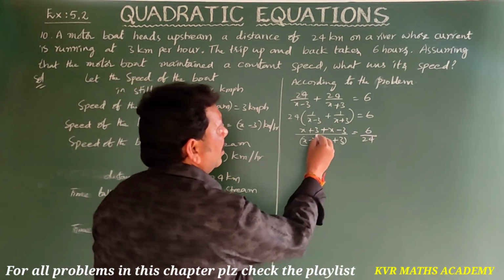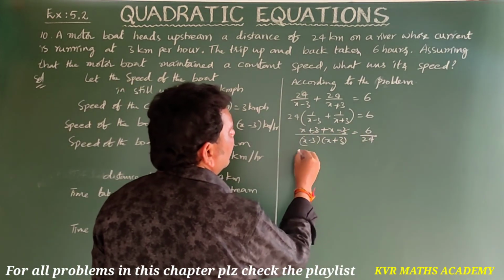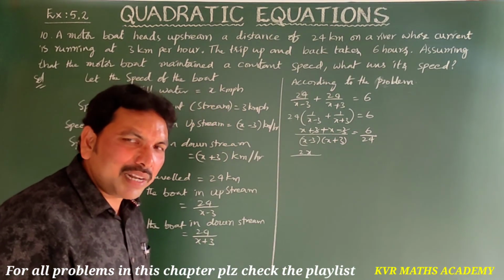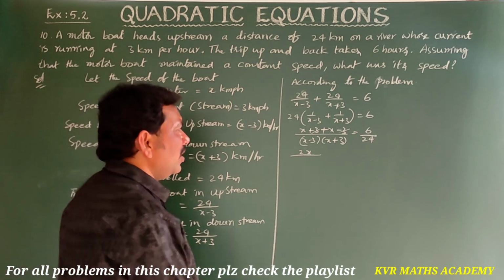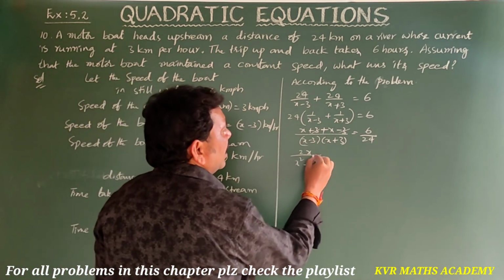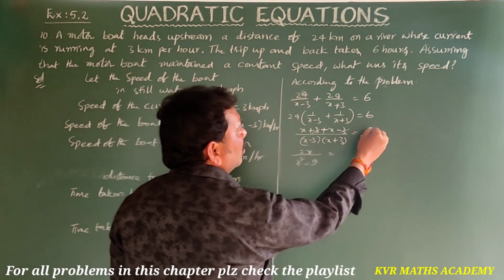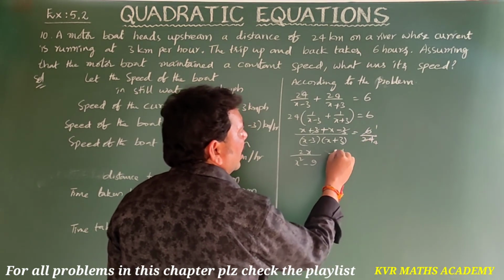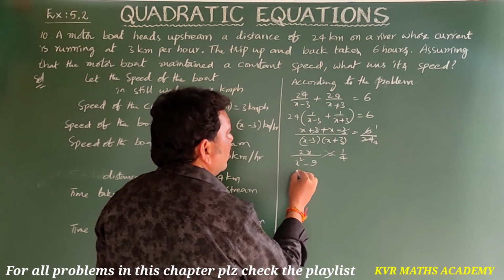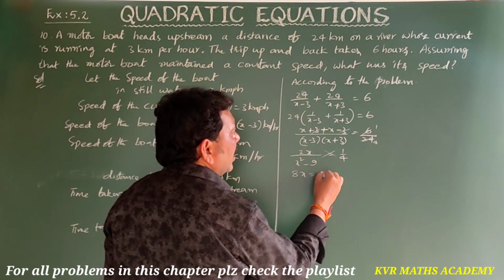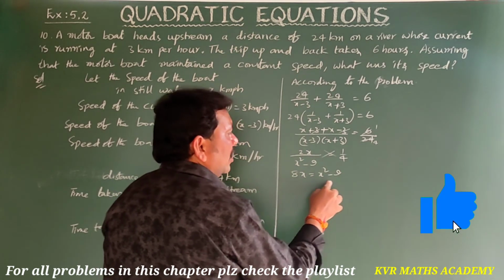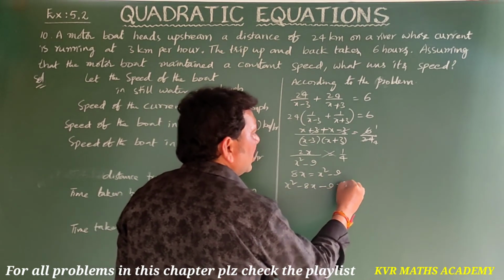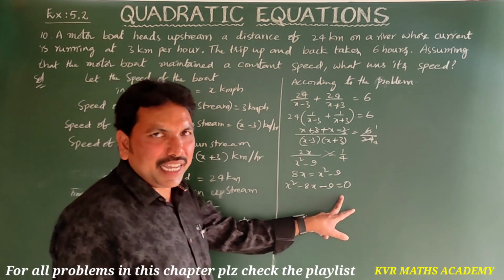Here plus 3 minus 3 get cancelled. x plus x is 2x, by x minus 3 into x plus 3. A plus b into a minus b is a square minus b square, so x square minus 3 square, which is 9, is equal to 6 by 24, which is 1 by 4. Again do cross multiplication. 4 into 2x, 8x is equal to x square minus 9. Transfer this to this side: x square minus 8x minus 9 is equal to 0. So this is the required quadratic equation.